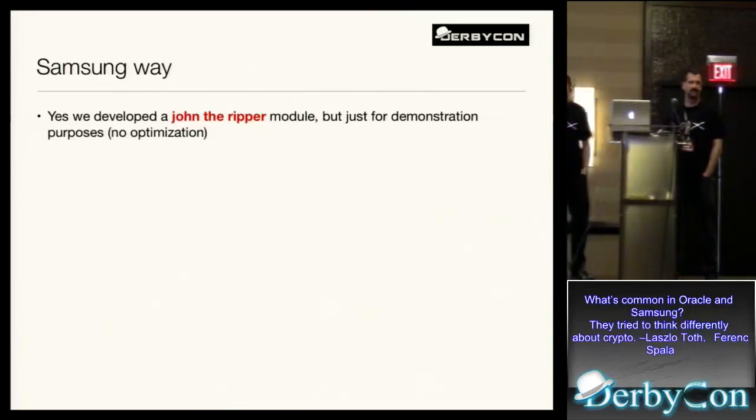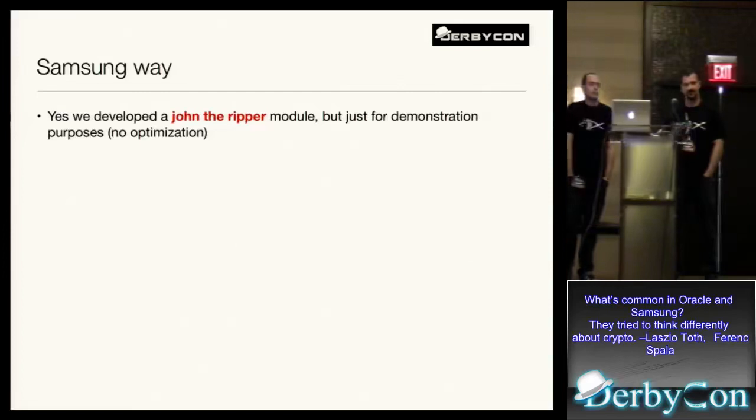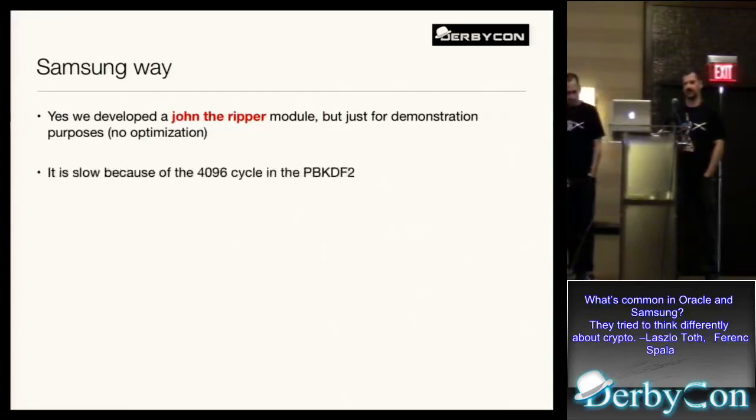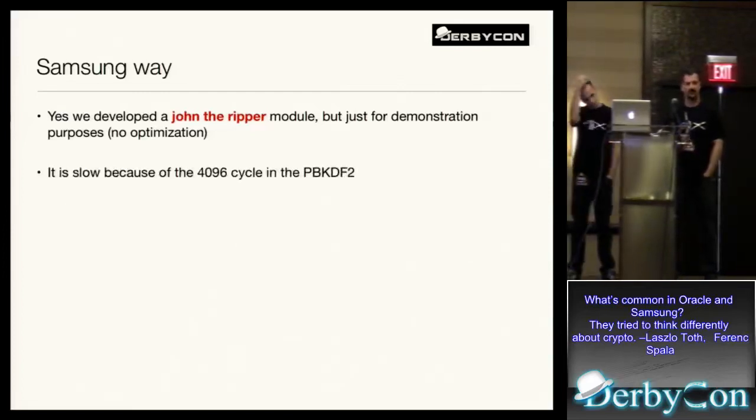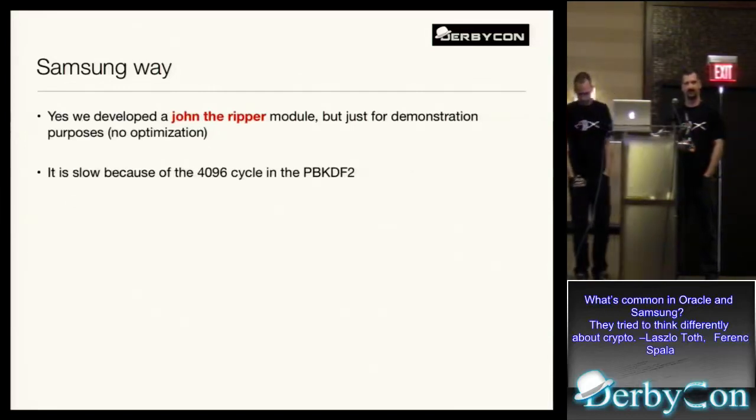The 1.8 version of John supports parallel running for all modules. Unfortunately, it hasn't been ported to the Jumbo version yet. It's kind of slow because of the 4,000 cycles in the key derivation function, like in the case of the WPA pre-shared key authentication of the wireless world.